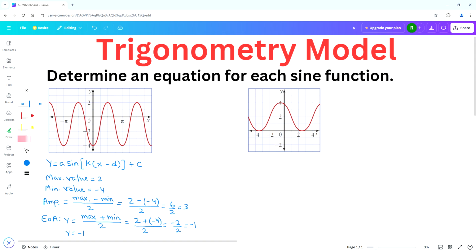Next we can find the period of the given function. Period represents the length of one full cycle. We can calculate it as the distance between two consecutive maximum points or minimum points on the graph of the function. In this case, we can use the minimum points. The period will be this distance between these two minimum points. And as per the scale on the x-axis, this distance is pi units. So the period is pi.